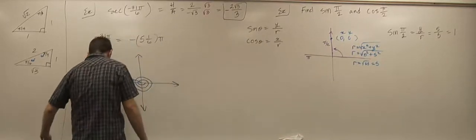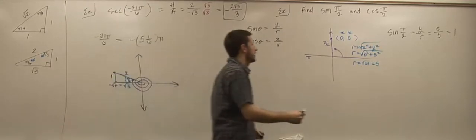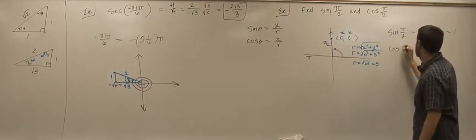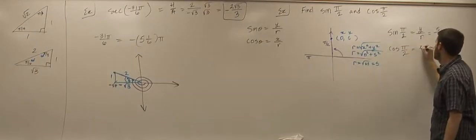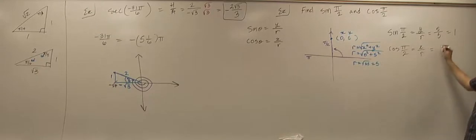So then what's cosine of pi over 2? X over r, right? Cosine of pi over 2 is x over r, which is equal to 0 over 5, which is 0.